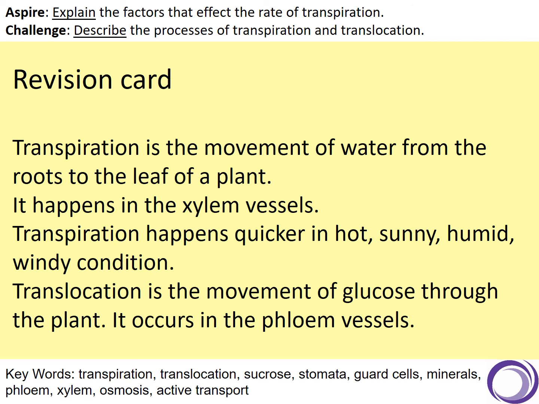Translocation is just the movement of glucose through the plant, and that happens in phloem vessels. Remembering those phloem vessels have these little pores in them, just little holes, to allow this glucose solution to move through it. I'll leave that on for another 2 minutes. Remember, this is still biology paper 1, so put that in the top corner if you need to. 2 minutes. If you need to pause it, pause the video.